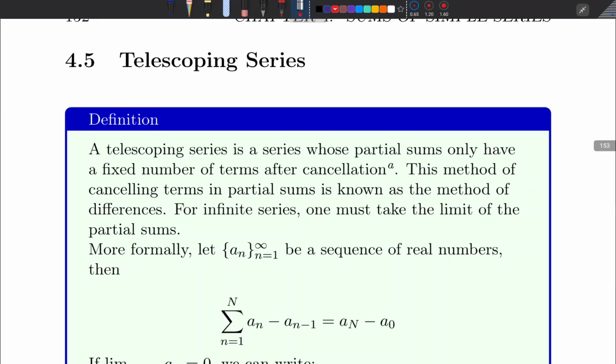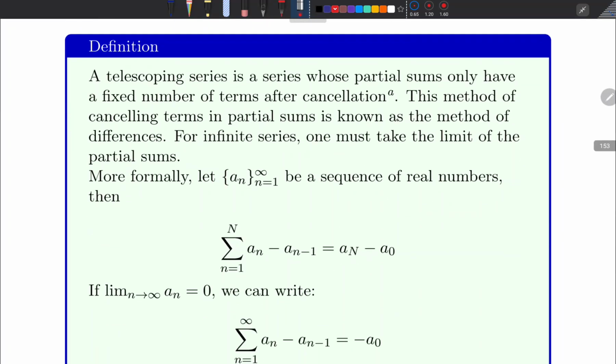Yeah. We have telescoping series. Let's talk about this. A telescoping series is a series whose partial sums only have a fixed number of terms after cancellation. This method of cancelling parts in partial sums is known as the method of differences. For infinite series, one must take the limit of the partial sums.